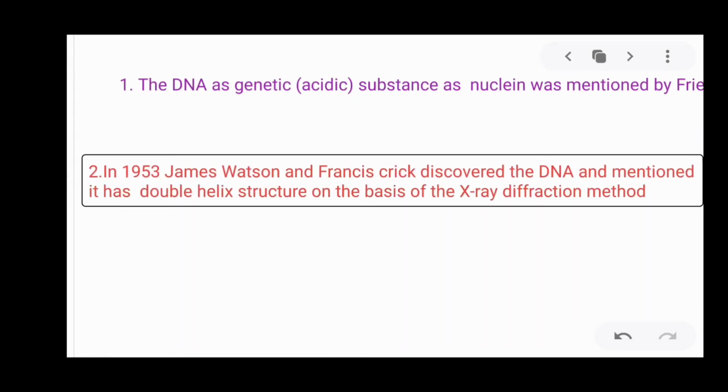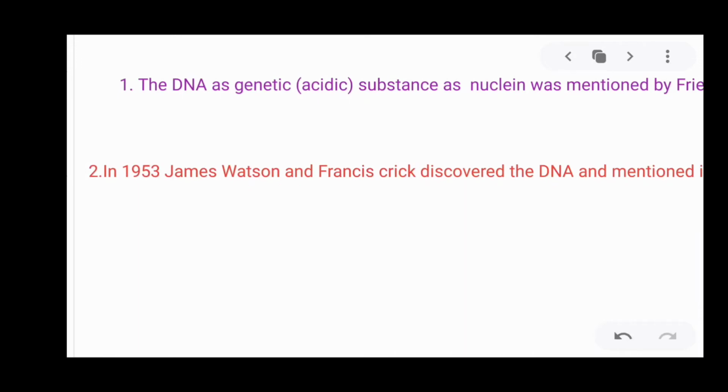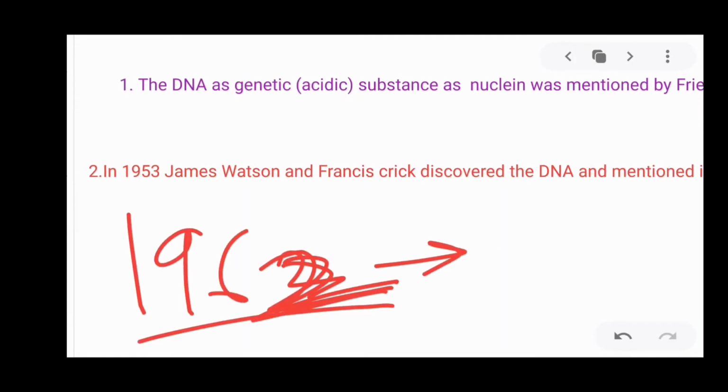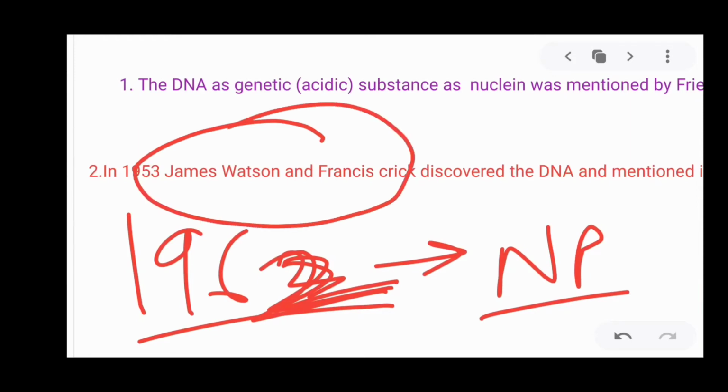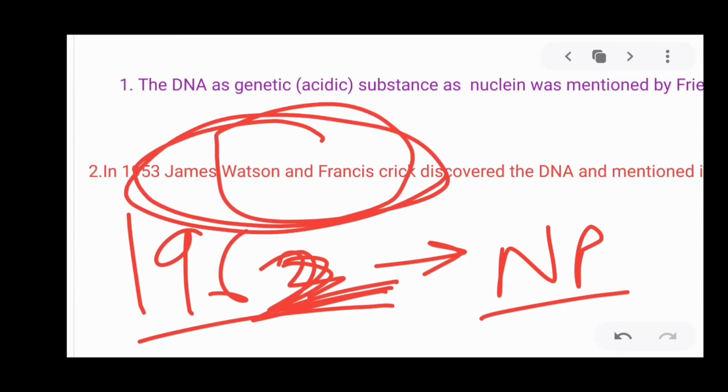So they discovered it as a double helix structure, and it was on the basis of the X-ray diffraction method. And for this, in 1962 they were awarded the Nobel Prize for the discovery of the DNA. And actually, it was not their discovery. It is said that it was Friedrich Miescher and another scientist who was to be given this Nobel Prize. But Francis Crick and James Watson were tricky enough and they presented themselves as the discoverers of the DNA.